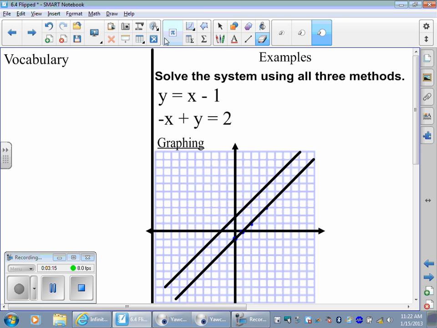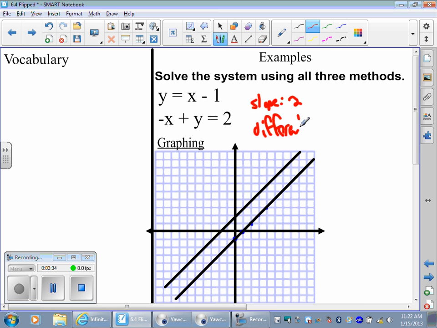Now, the question is, I'm looking for where these two lines intersect. And we can see that they don't. If we actually examined their equations, we would find that they have the exact same slope. The slope of both of these lines is 1. But they have different y-intercepts. You'll remember from Unit 5 that same slope, different y-intercepts means they're parallel, so they never intersect. So this is a special case of a system in which there is no solution. There is no value that makes both of those equations true.